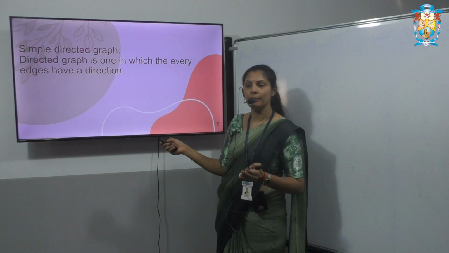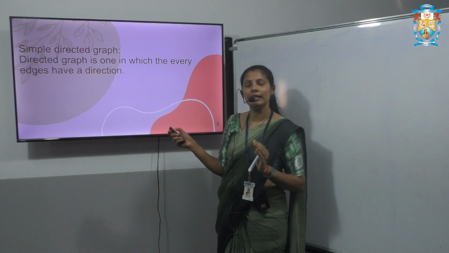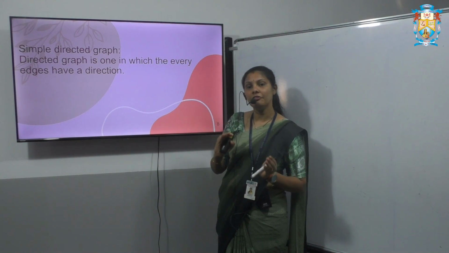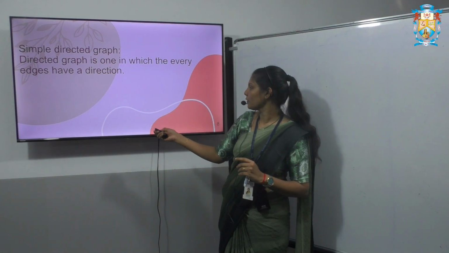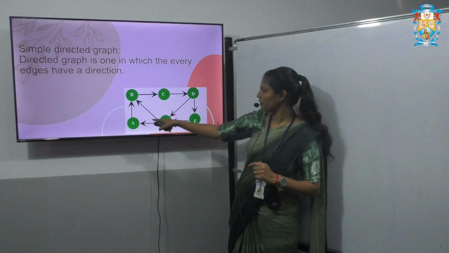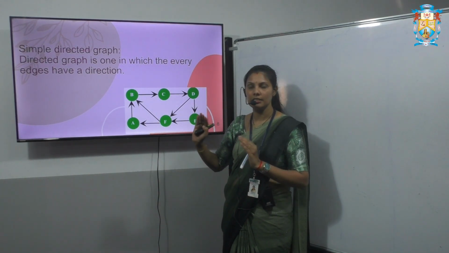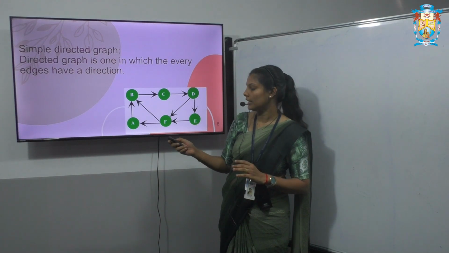Next we will see a simple directed graph. A simple directed graph is nothing but a directed graph where every edge is directed. In the example you can see that every edge is directed. If the direction is there, then such a graph is known as a simple directed graph.